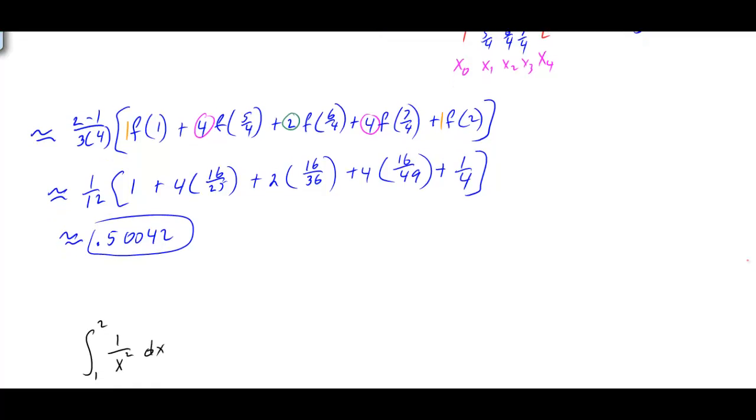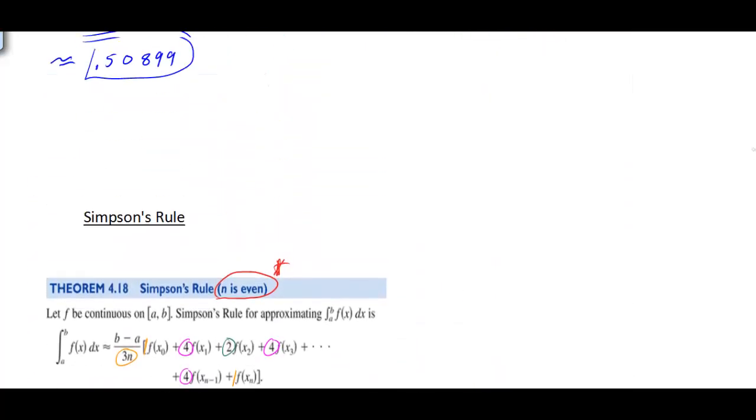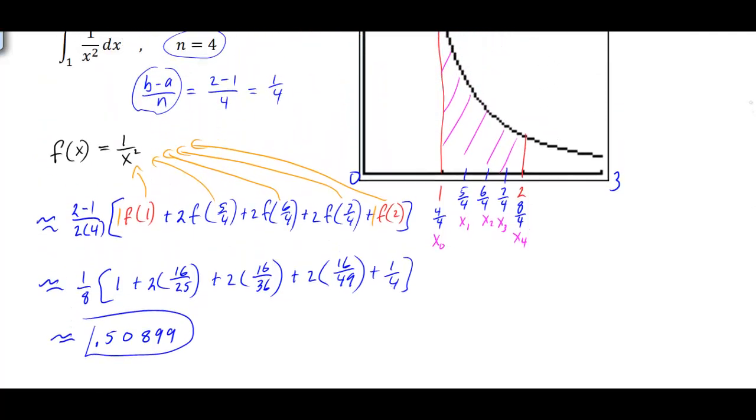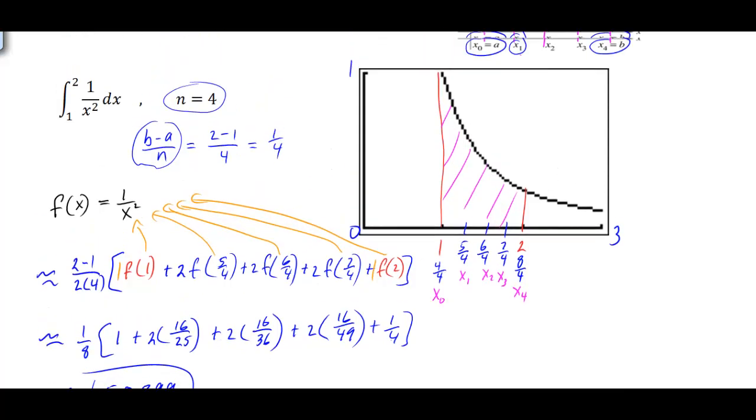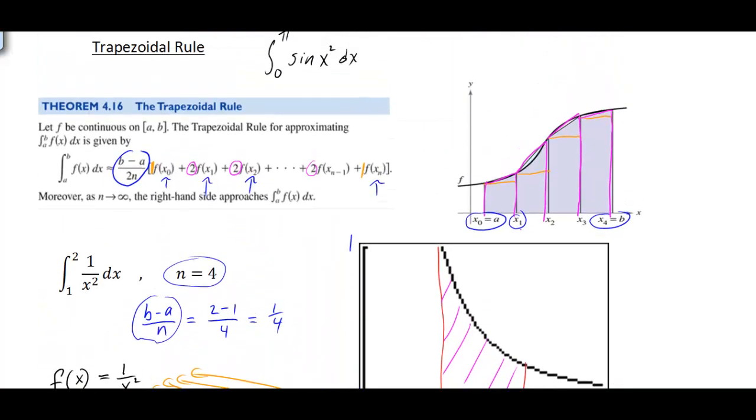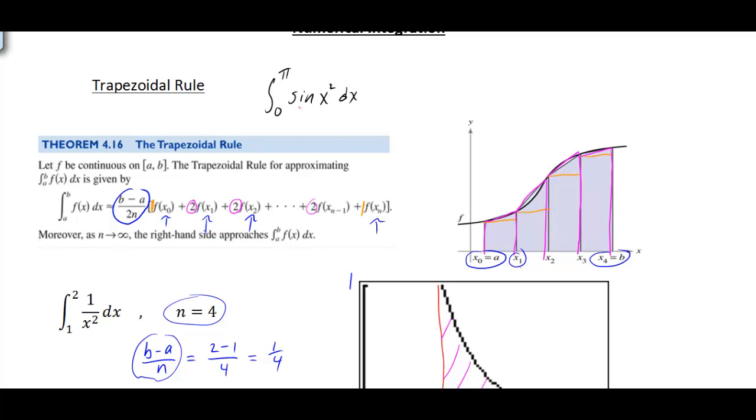And you can tell that from our approximations up here, 0.50042, that is very close to 1/2, as well as with the trapezoidal rule when we came up with 0.50899. So you can see that these two techniques for numerical integration are pretty accurate if we had a problem that we were not able to integrate.